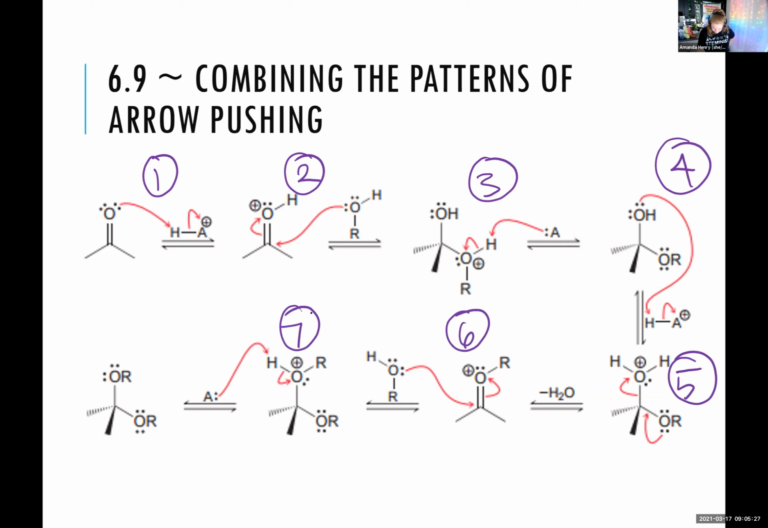Six, 7. Oh yeah, we don't need to number the last one because it's the product. Okay, so we have 7 steps. What's happening in step number 1? Which of our patterns? Would it be proton transfer? It is a proton transfer, good.